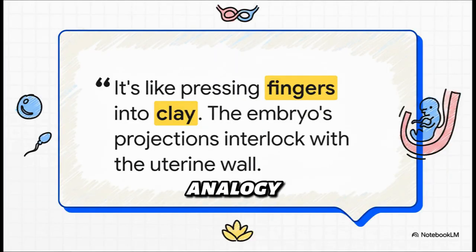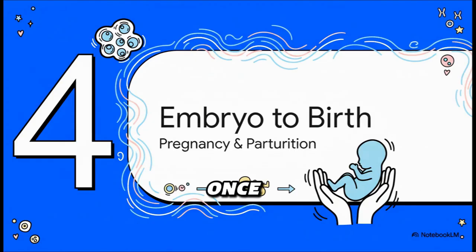I love this analogy because it's just so perfect. Imagine the uterine lining is like soft, warm clay. The embryo's outer cells literally grow these little projections, like fingers, that dig deep into that lining. They interlock and form this incredibly secure, intimate bond between the embryo and the mother. Once that attachment is secure, the 9-month marathon of pregnancy has officially begun. So now, let's look at how that embryo develops and the process that finally brings it into the world, parturition.